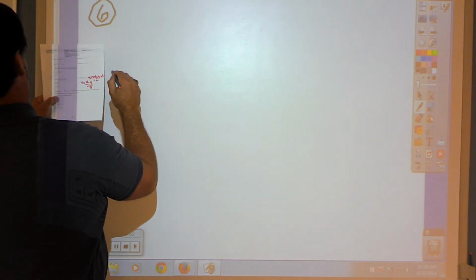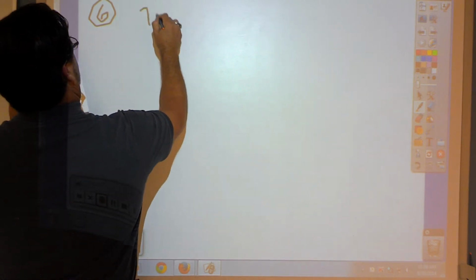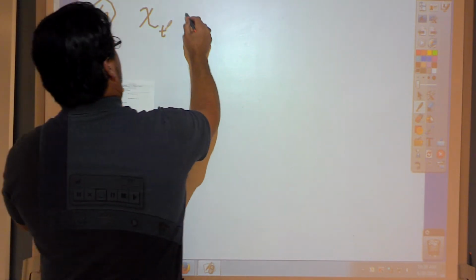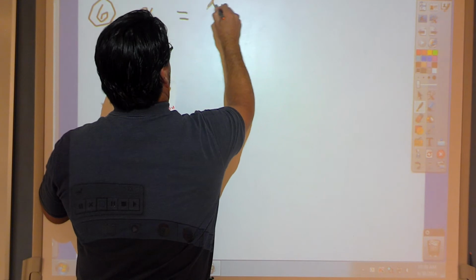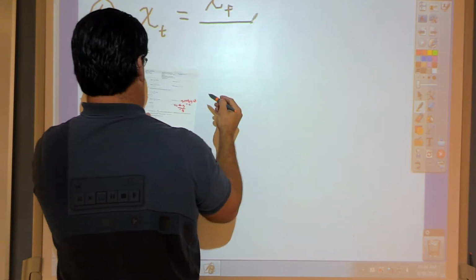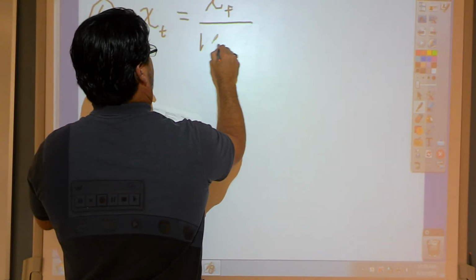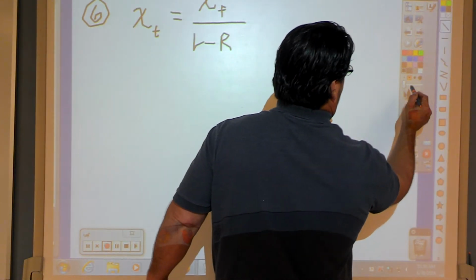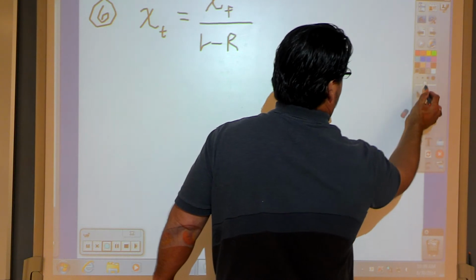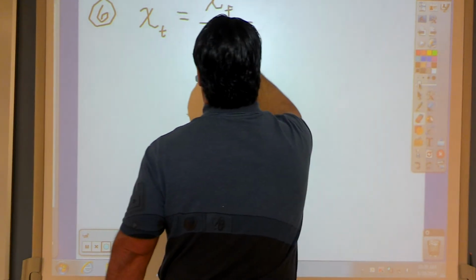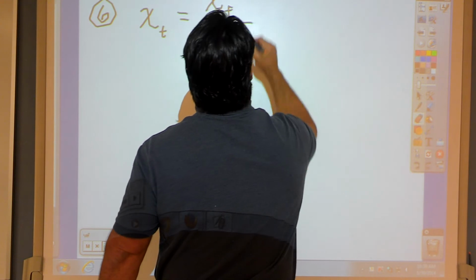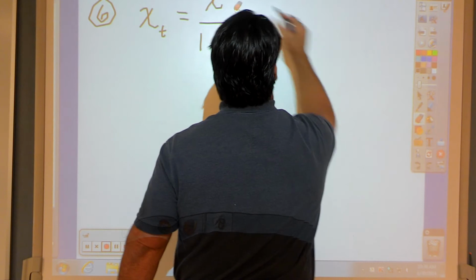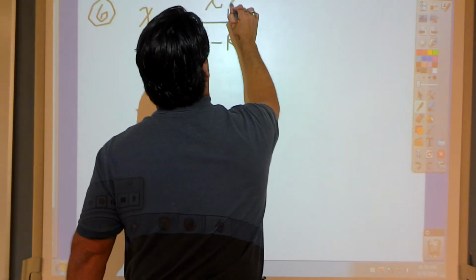And it says x of t is equal to x of f over 1 minus r. Y'all have to hold on a minute, I gotta erase my little tails that it puts on here. There, and that's x of f, I know you can't see that, so I'll erase that and redo it. There.